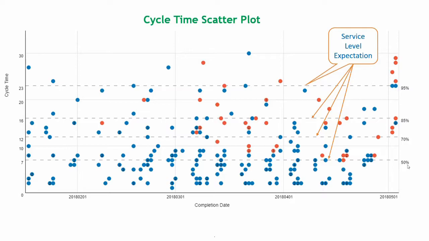If you look at the right hand side of it, this dotted line shows 50%, this one 70%, this one 85%, this one 95%. Let's take the example of this dotted line. It says that all the dots which are below 8 cover the 85% of the cycle time based on the historical data, which have been completed on and before 16 days.